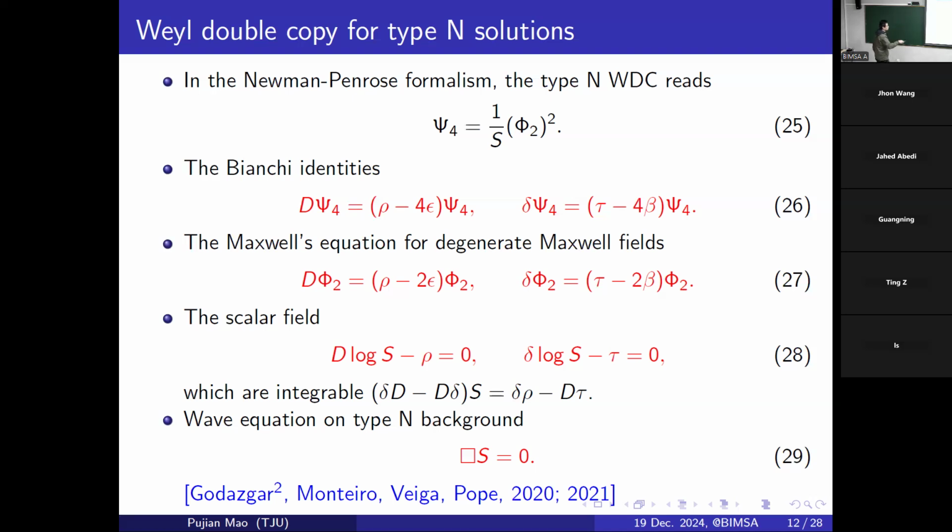The nice thing is that those two equations are integrable, namely, you can always have solutions for those two equations. That means for any type N solution of gravity theory, you can find a scalar field plus a Maxwell field that satisfy the Weyl double copy decomposition. Moreover, you can verify that this S must satisfy this wave equation on the curved type N background.